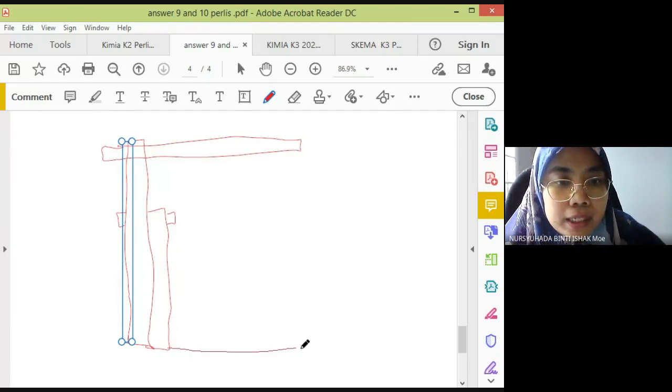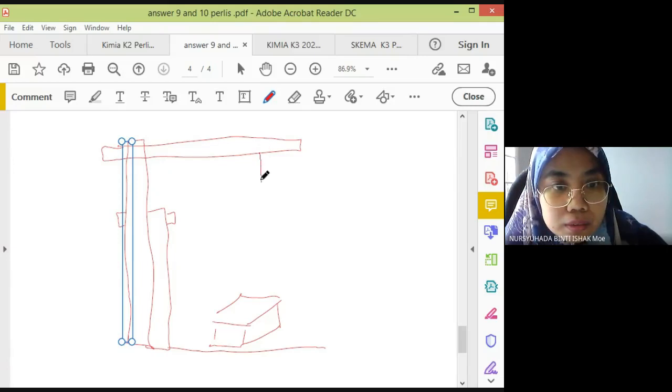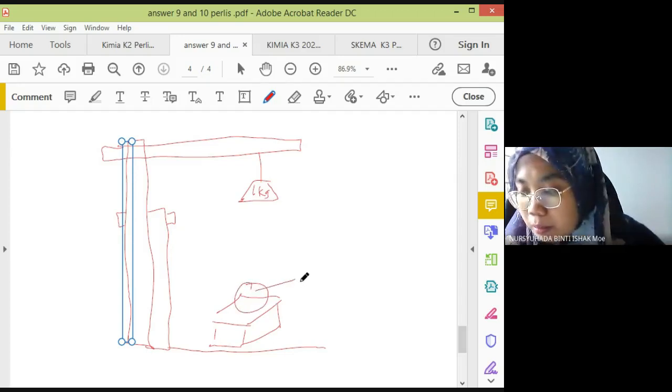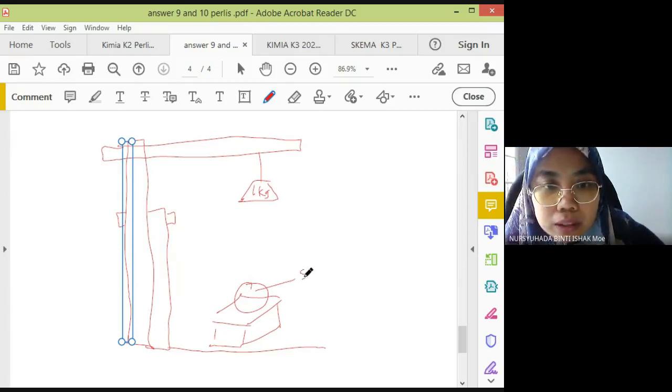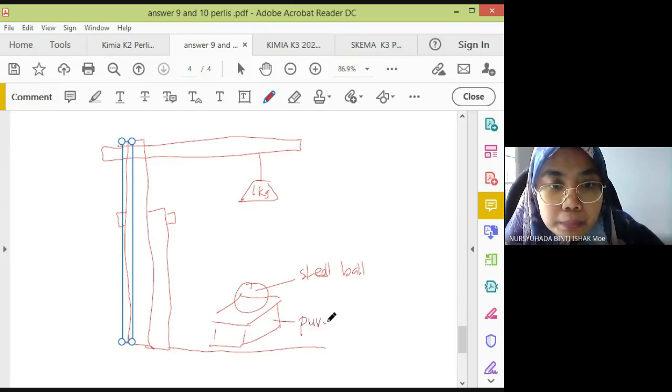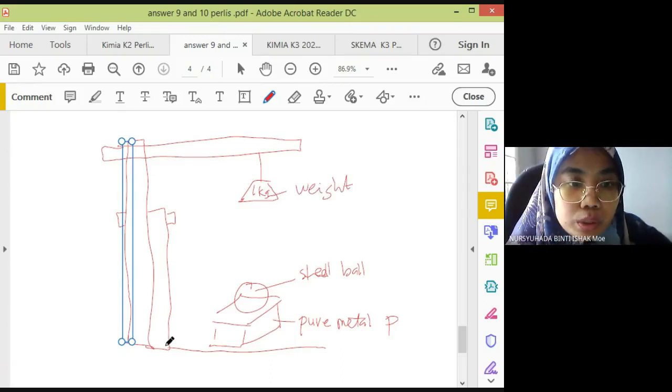And then sini dia punya base. And then sini mesti ada, ini yang kita nak ukur diameter dia. Okay. And then weight. And then this one is steel ball. So ini adalah pure metal P. Label ni, ini weight. So ini is ruler.